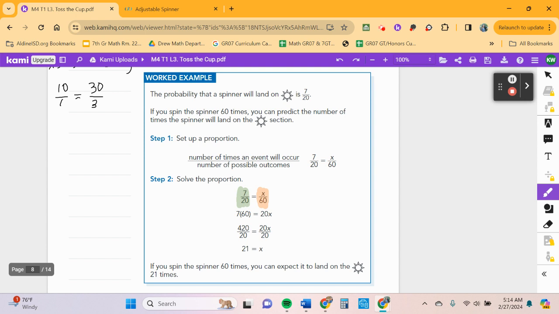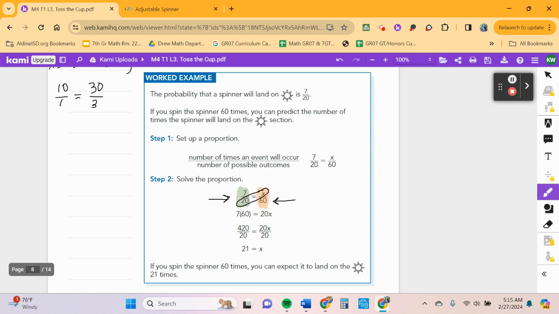Alrighty, let's go ahead and I want to explain a couple things before we move forward. As you noticed in the worked example, they started with the proportion 7 over 20 and then used that to predict how many times the spinner would land on the sun if they spun a total of 60 times. And if you did not notice how they solved, I'll point it out for you. What they used here was cross multiplication.